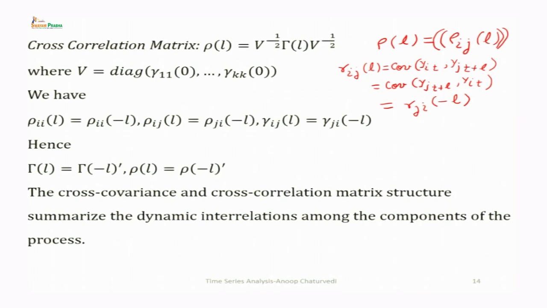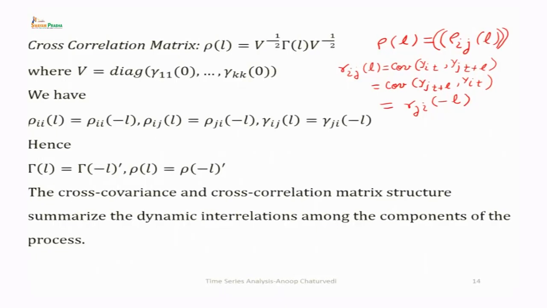Here the process y t is a multivariate process, so it has different components, and these components may be interrelated with each other, and that interrelationship is dynamic in nature. Dynamic in the sense that the value of, say, y i t may be related with the L period lagged value of y j, that is, y j t minus L. So, the relationship is dynamic in nature.